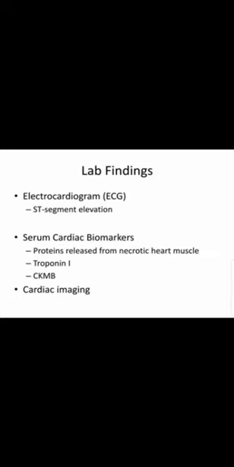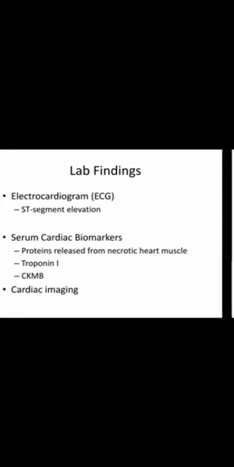What will be the lab findings? On ECG, there will be ST segment elevation, and there is one other type that we call non-STEMI. I will explain it in another video. And serum cardiac biomarkers, proteins released from necrotic heart muscle. These are troponin I and CK-MB. CK-MB is a protein that is raised first. Then troponin I is a protein that is raised for multiple days, so we will know how many days before the cardiac event happened. Troponin I, CK-MB, and cardiac imaging.